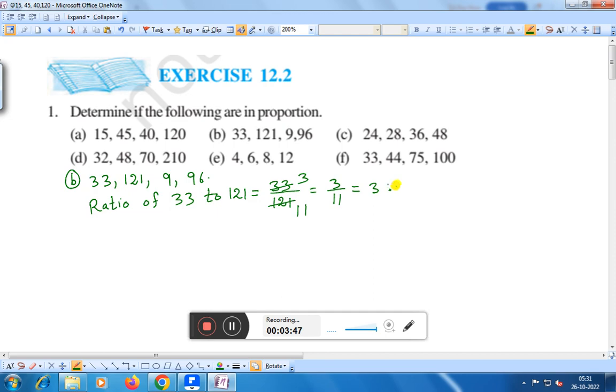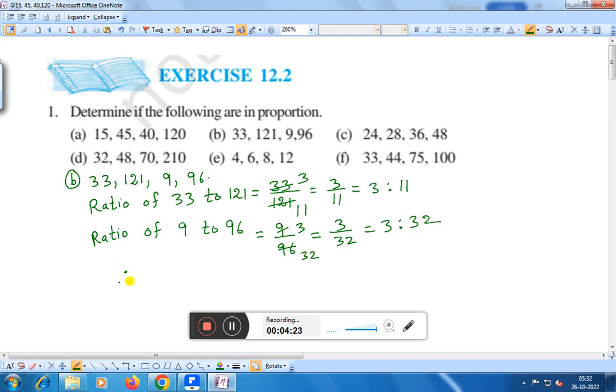Now, ratio of 9 to 96 is equal to 9 by 96. 3 threes are 9, 3 thirty-twos are 96, that is equal to 3 by 32. Therefore, we can write it as 3 is to 32, right?